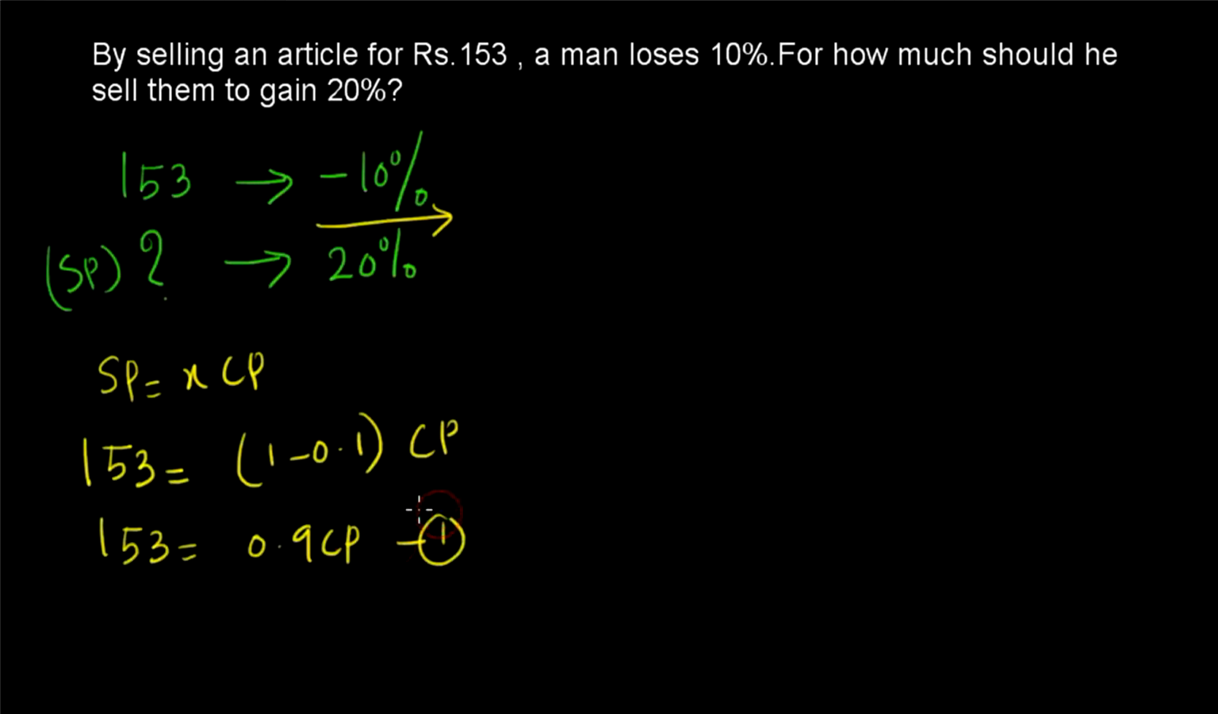And what about our second equation? We have to find out SP. So SP is equal to, it is a 20% gain. So it is 1 plus 0.2 into CP. That is, SP is equal to 1.2 CP.